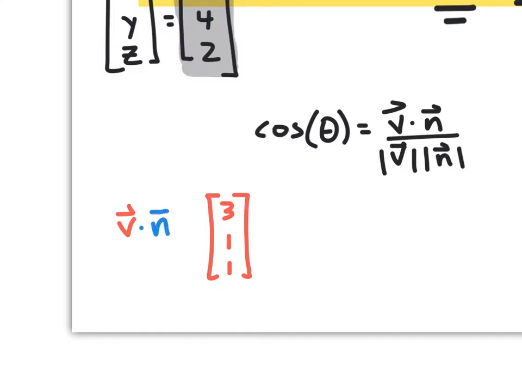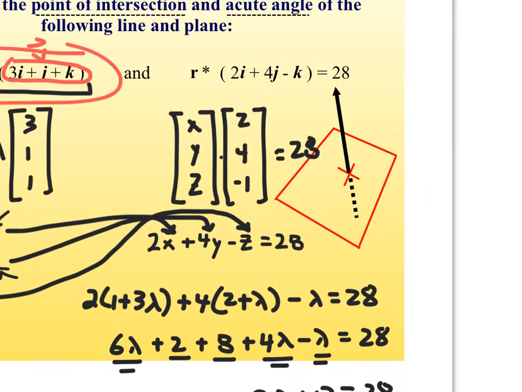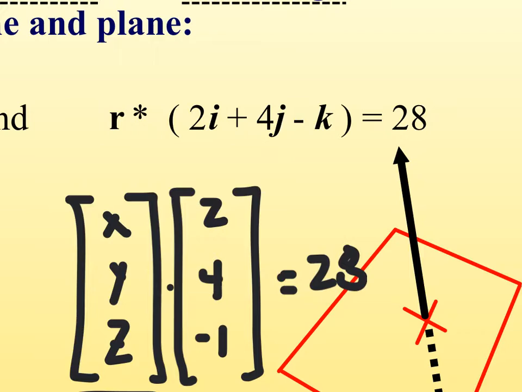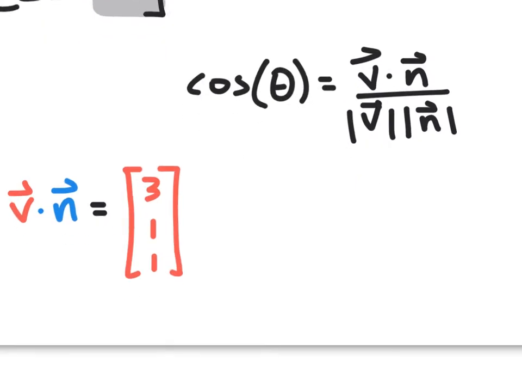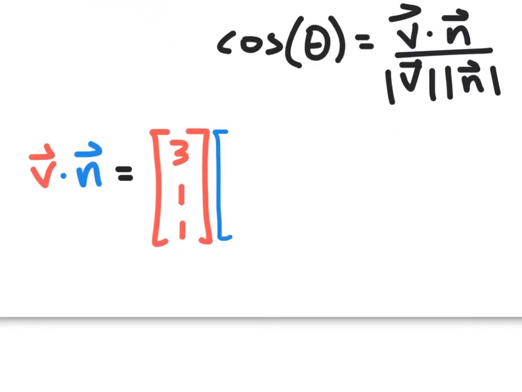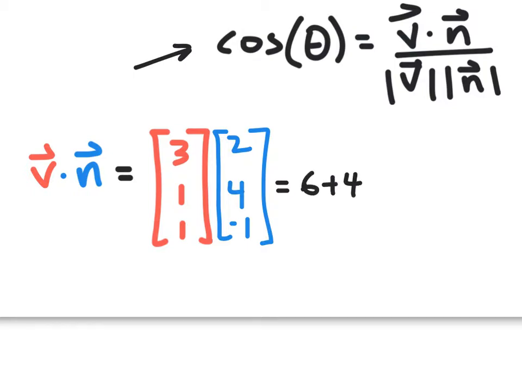Okay, let's look at our normal n. At this point you should know that if you look at the equation of your plane, your normal is just 2, 4, negative 1. The normal is so easy to find from the equation of a plane. So we can find the numerator of this by doing the dot product. That'd be 6 plus 4 minus 1, which equals 9.